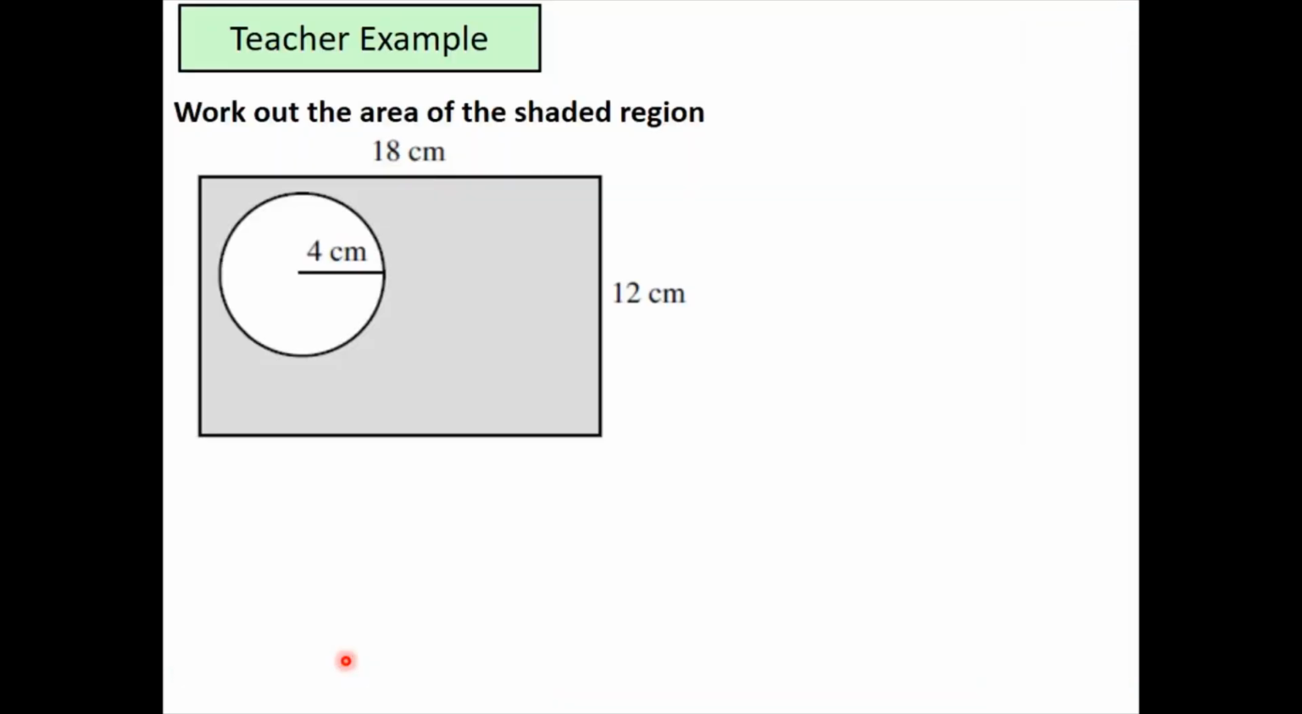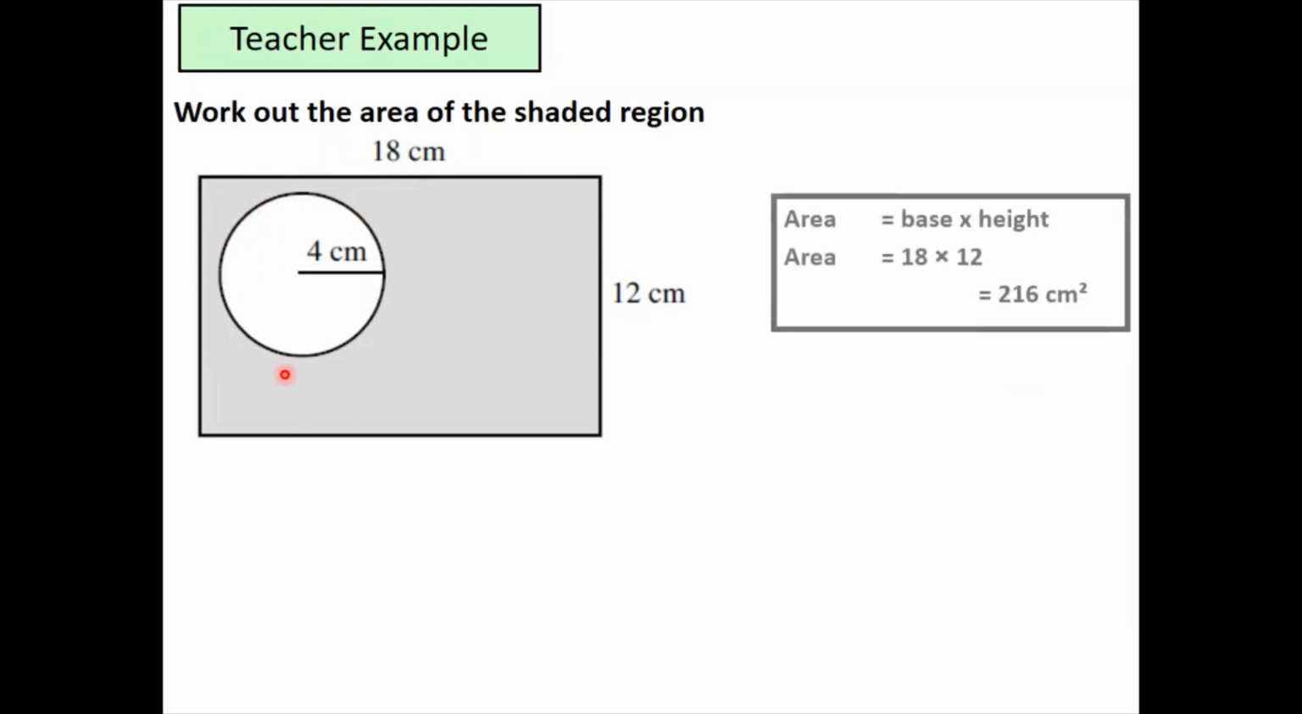One final example then of the composite shape type of question I mentioned earlier. So this question asks you to work out the area of this shaded region. Now the shaded region, I'm sure you can see, is effectively a rectangle, but take out the circle in the middle. So it's a rectangle with a circle missing. So all you've got to do is work out the area of the whole rectangle, which you should all know, base times height, and then you subtract the area of the circle. So we'll do it in those two sections.